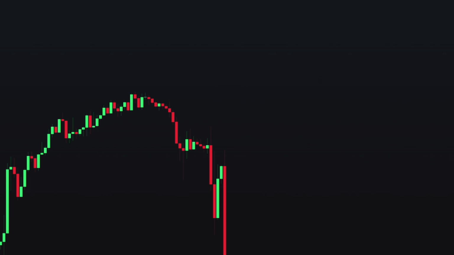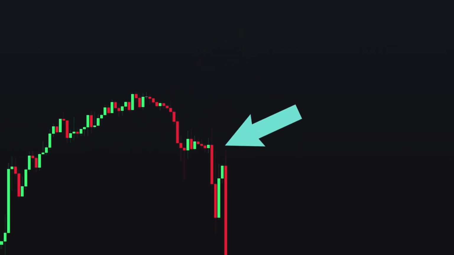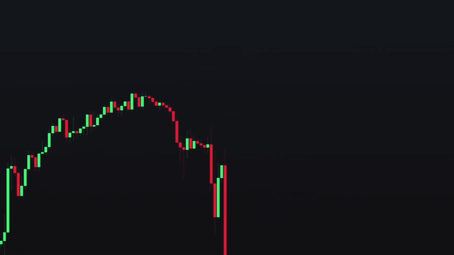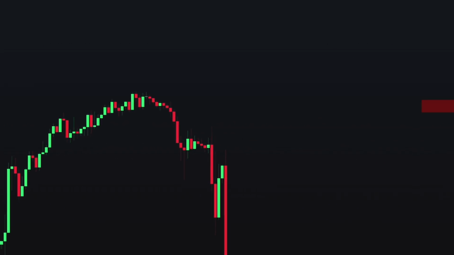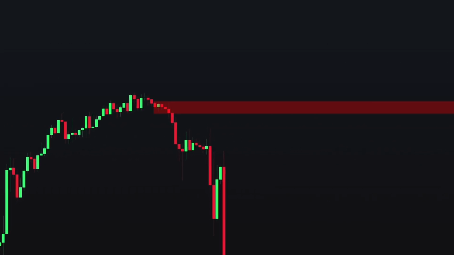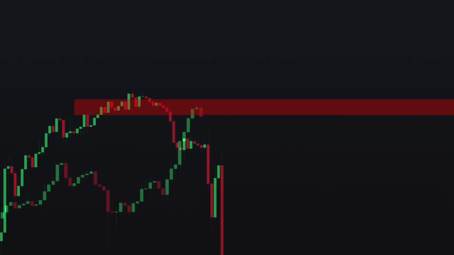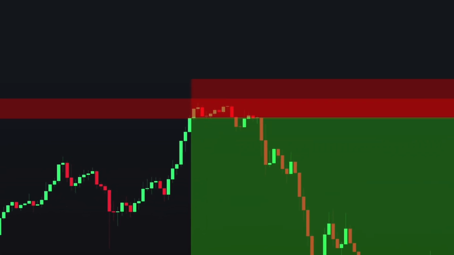Let's look at a supply example. Here we have aggressive selling. The aggressive movement causes a break of structure, so that's both our steps now complete. We mark a supply zone around the candle right before the move and wait for price to come back to the zone. We enter here, set our stop loss right above the zone, and set our TP at the low of the move. And just like that, we have an easy winning trade.